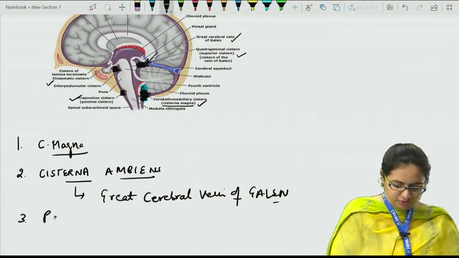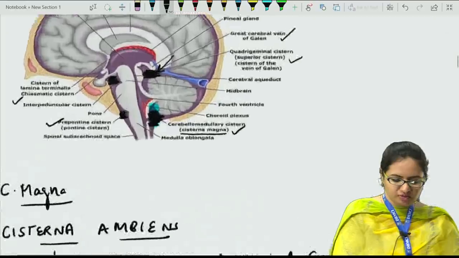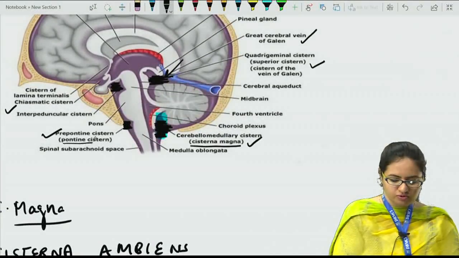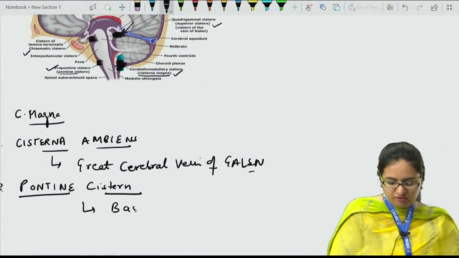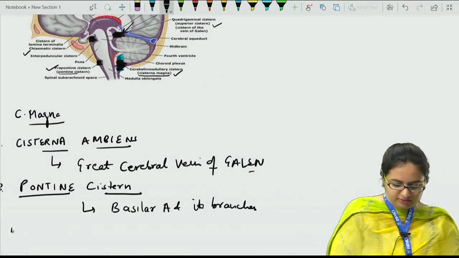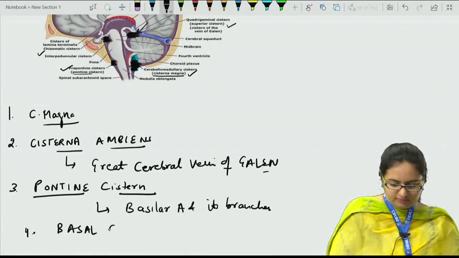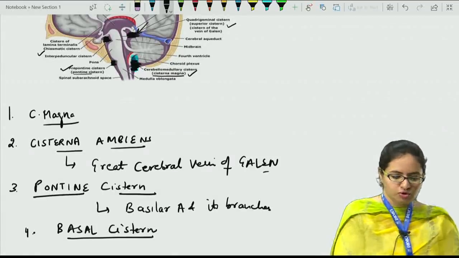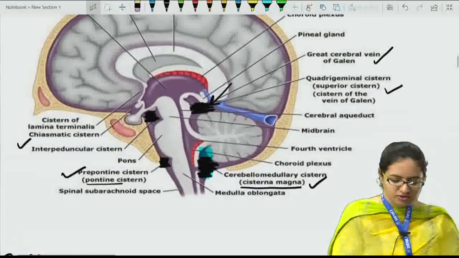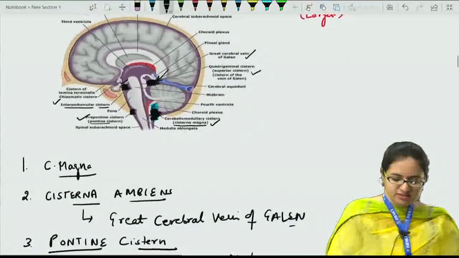The third cistern is the pontine cistern. As we have already mentioned, it is located at the ventral aspect of the pons over here, and one of the contents of this pontine cistern is the basilar artery along with its branches. Then the fourth one is the basal cistern. The basal cistern is located at the base of the brain between the two temporal lobes, or around the interpeduncular fossa. So it is also termed as the interpeduncular cistern. And the content of this basal cistern is the circle of Willis.